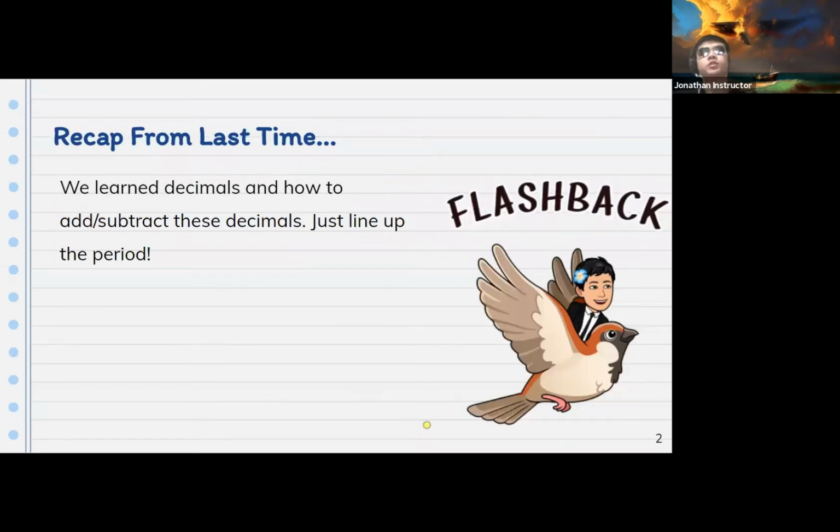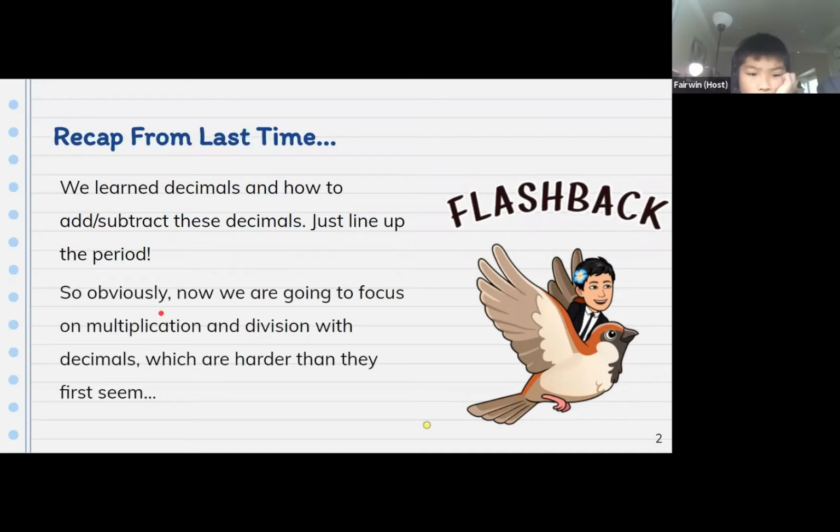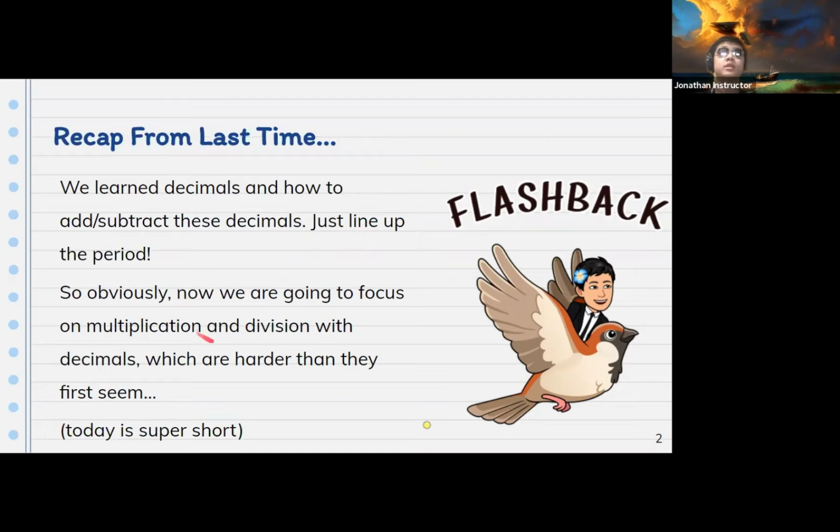So the basic rule for addition and subtraction in decimals is to line up the periods. This week, in multiplication and division, we can't just line up the decimal points and hope it works. There are different rules for both multiplication and division, so you're going to have to pay attention. Right now we're going to learn how to multiply, and after that, how to divide. Today is short, but not as short as last time.